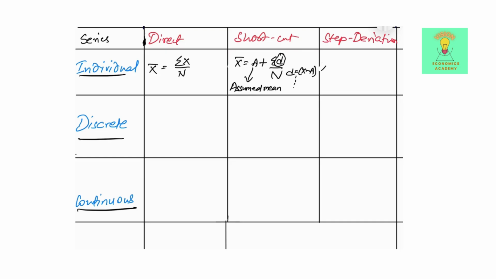Now step deviation method, x bar equals a plus summation d dash by n into c. Now what is d dash? D dash is x minus a by c. Alright. So what is c? C is the common factor. Now summation d dash is the sum of step deviations, right? Sum of step deviations.